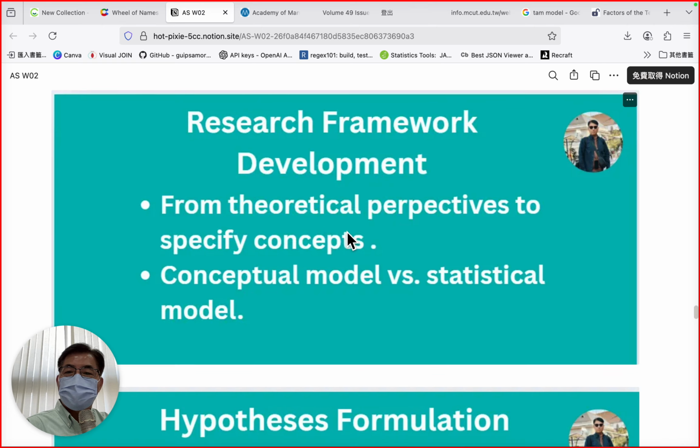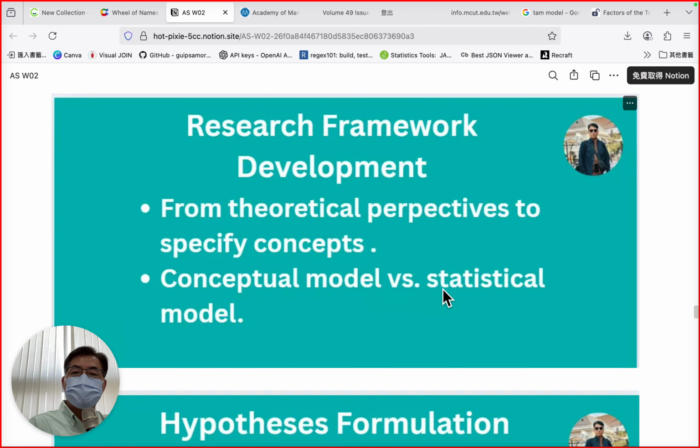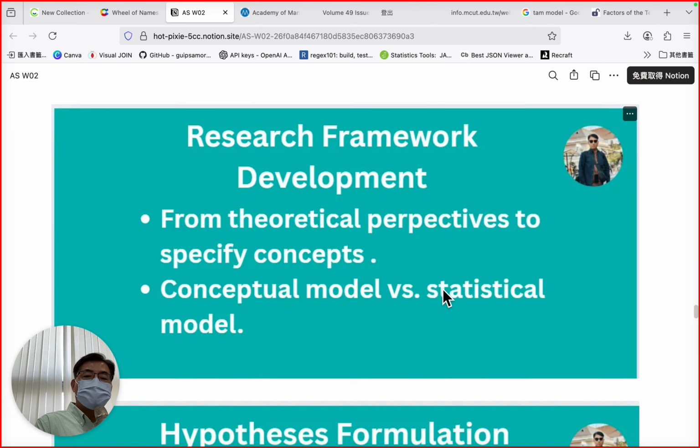Okay. Conceptual model and statistical model. Can you tell the difference? Have you ever learned the difference? Framework is also sometimes called conceptual framework, conceptual model. But some people talk about statistical model. Any difference? Hazel? Okay, good.